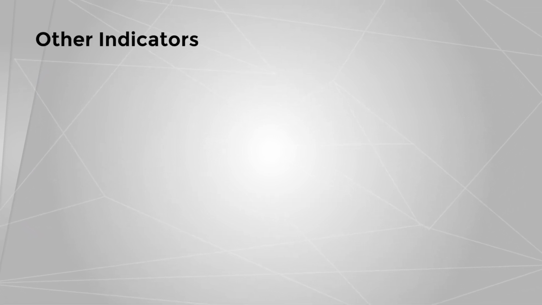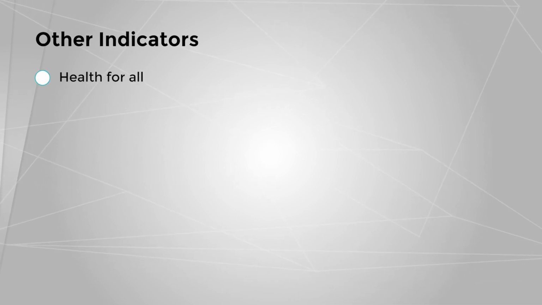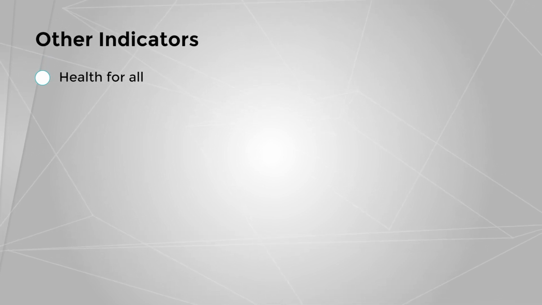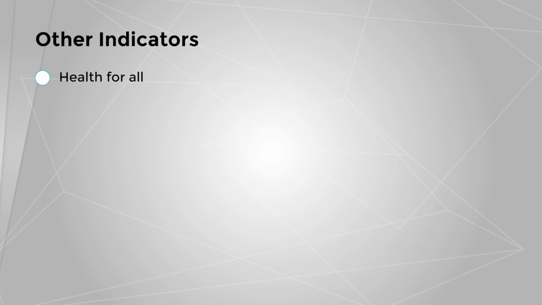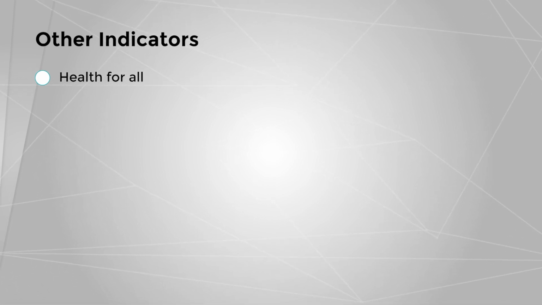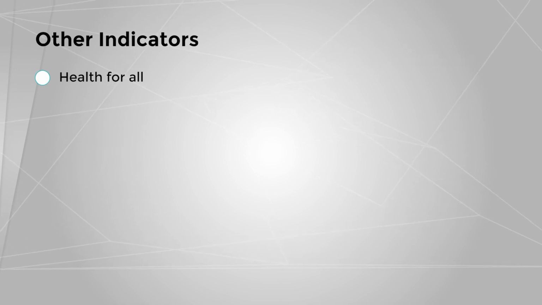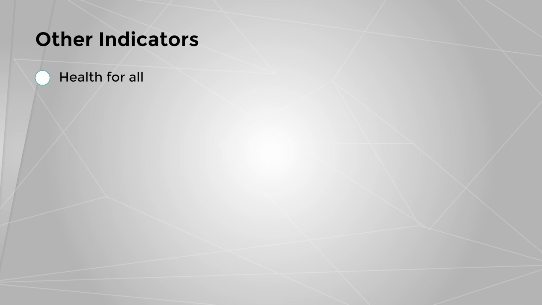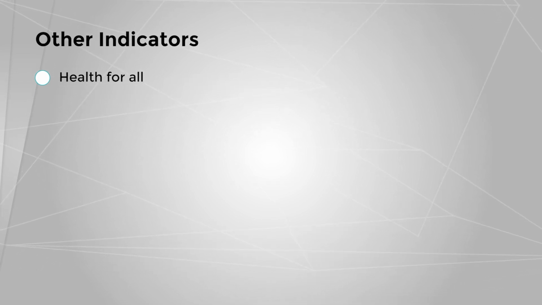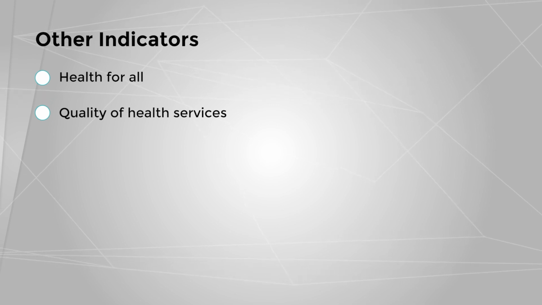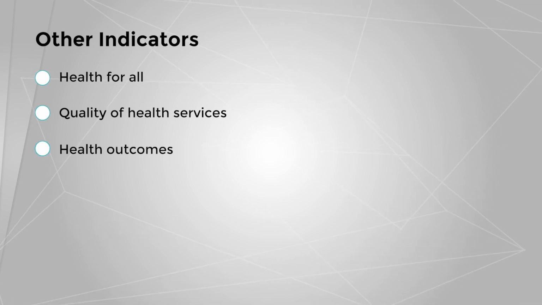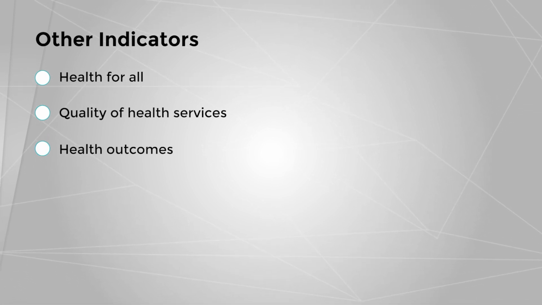Besides these, there are some indicators such as health for all indicators that assess the progress towards universal health coverage and ensure access to necessary health services without financial hardship. For instance, to access health services, one may understand the proportion of population covered under health insurance, number of healthcare facilities per thousand population, or average distance to the nearest healthcare facility. Similarly, quality of health services may be measured by patient satisfaction rates, healthcare professional to population ratio, and hospital bed density.